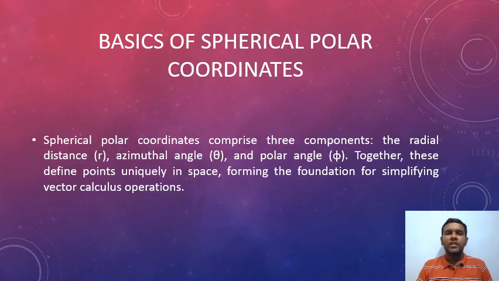Moving on to the next slide, basics of spherical polar coordinates. Spherical polar coordinates comprise three main components: the radial distance denoted by r, azimuthal angle which is denoted by theta, and polar angle denoted by phi. Together, these define points uniquely in space, forming the foundation for simplifying vector calculus operations.